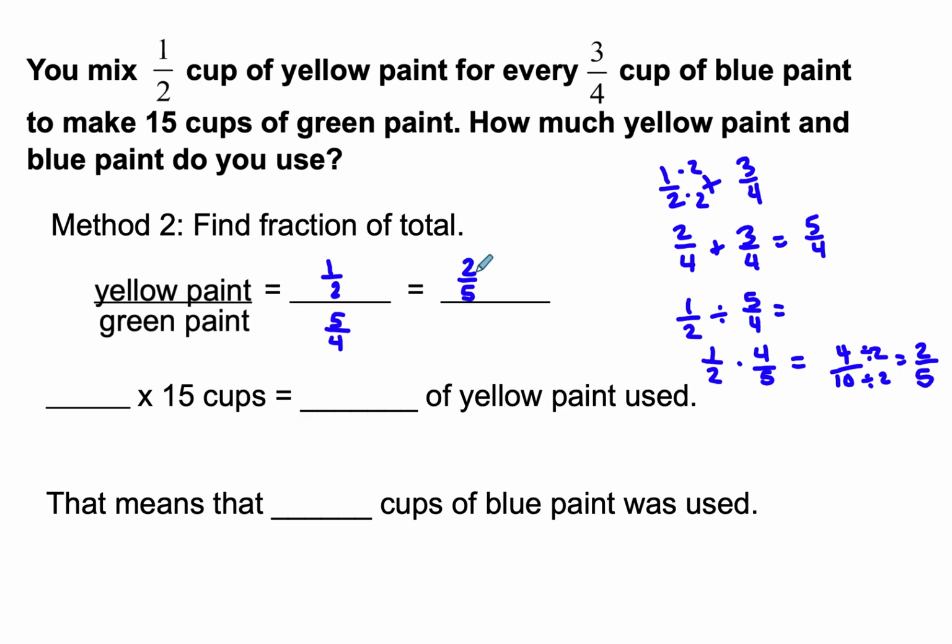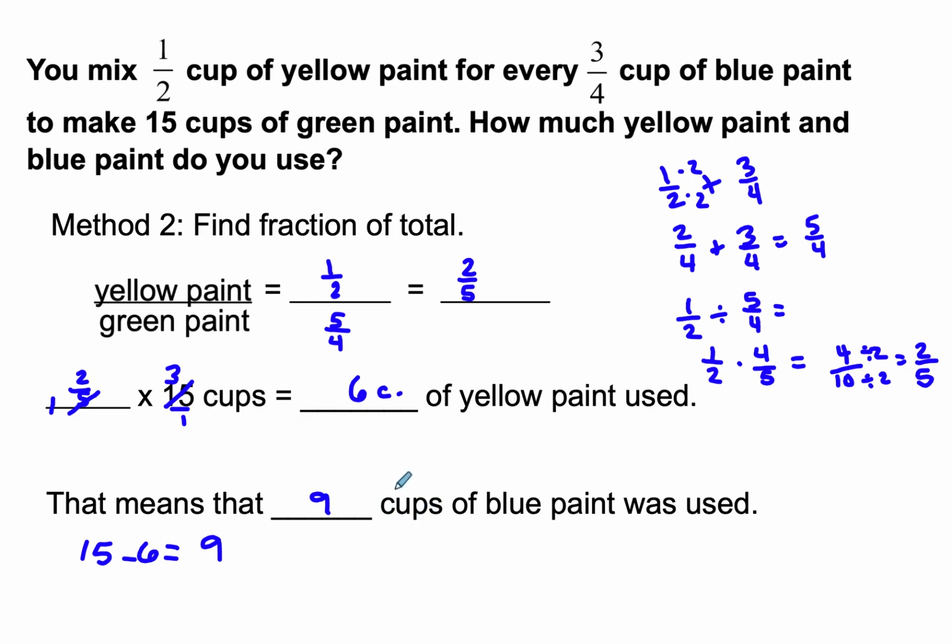So now I have that 2/5, I can multiply that to figure out how much of the 15 is going to be yellow. So 2/5 times 15 over 1. I'm going to cross cancel here. 5 divided by 5 is 1, and 15 divided by 5 is 3. 2 times 3 is 6 cups of yellow paint used. And then I would have to subtract, 15 minus 6, that means I have 9 cups of blue paint used.